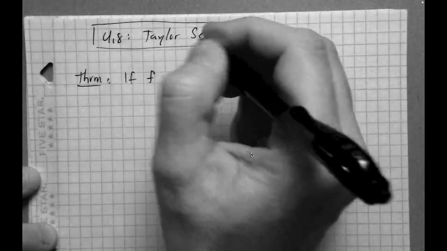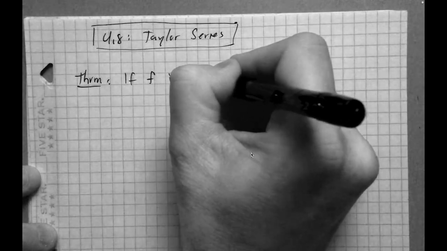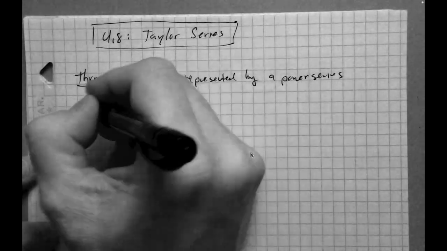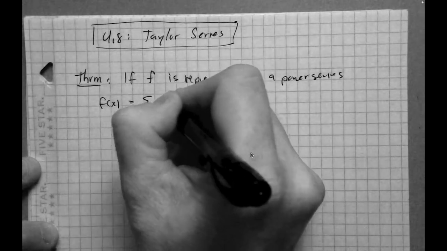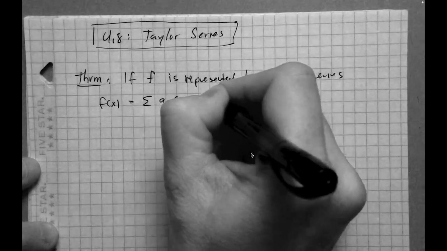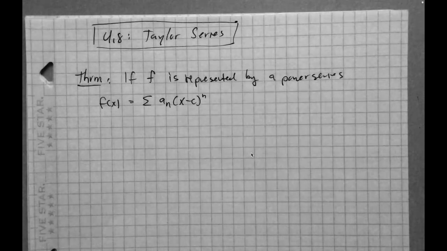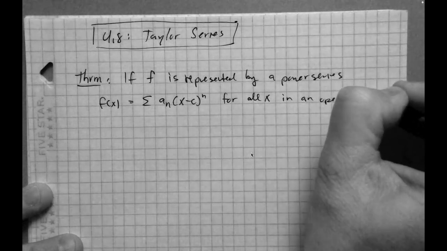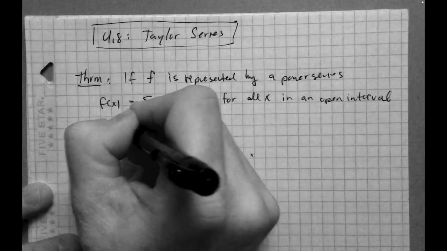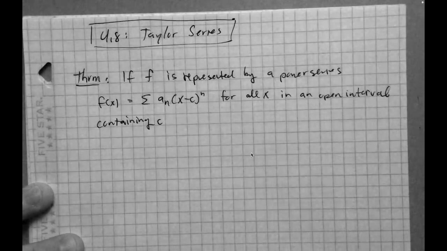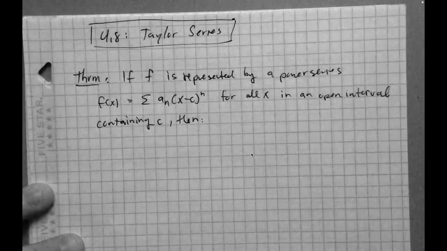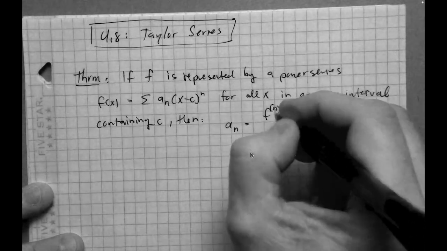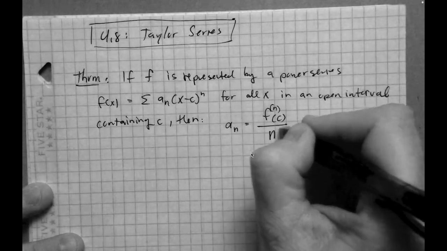So if f is represented by a power series, and we'll say that power series is f of x equals the sum of a sub n times x minus c to the n, for all x in some open interval containing c, then a sub n is equal to the nth derivative of f evaluated at c divided by n factorial.